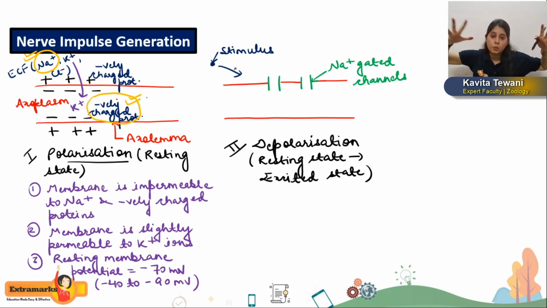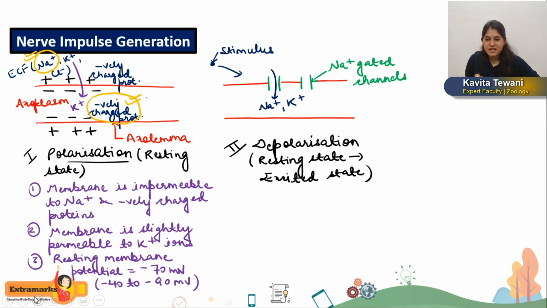And now what will happen? These Na plus gated channels will open, and a lot of Na plus ions will get in. Already there were so many K plus ions, so now both of them together will dominate. They will dominate means, ma'am, you wanna say that there will be development of positive charge inside? Now yes, you are absolutely correct. So inside there is going to be positive charge, okay my dear children, and outside there will be negative charge.